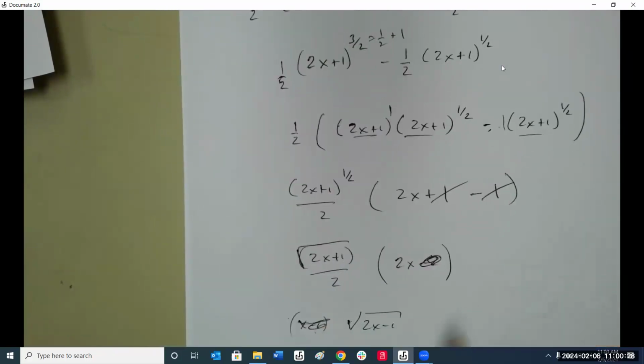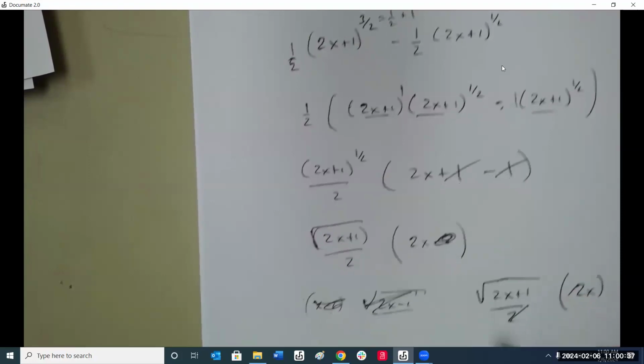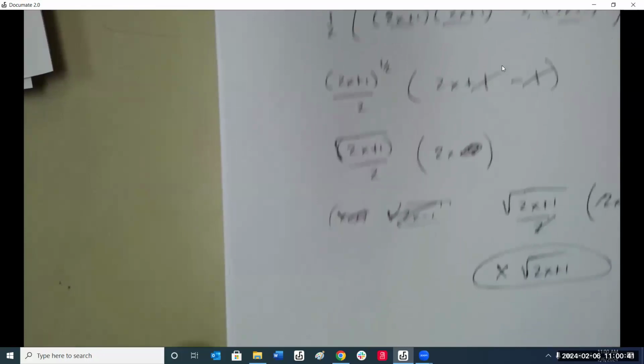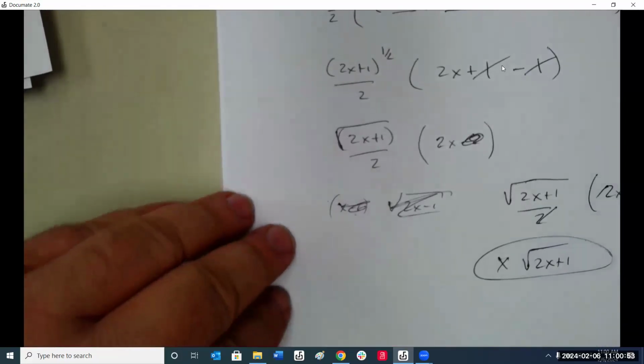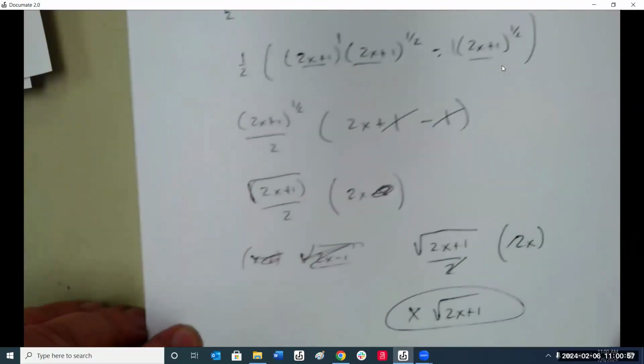So I have square root of 2x plus 1 over 2 times 2x. The 2's cancel. So we have x square root of 2x plus 1. And that's what we started off with. Okay. My brain fart. I switched up the minuses and pluses, but it works. You want to see it? No, I got it.